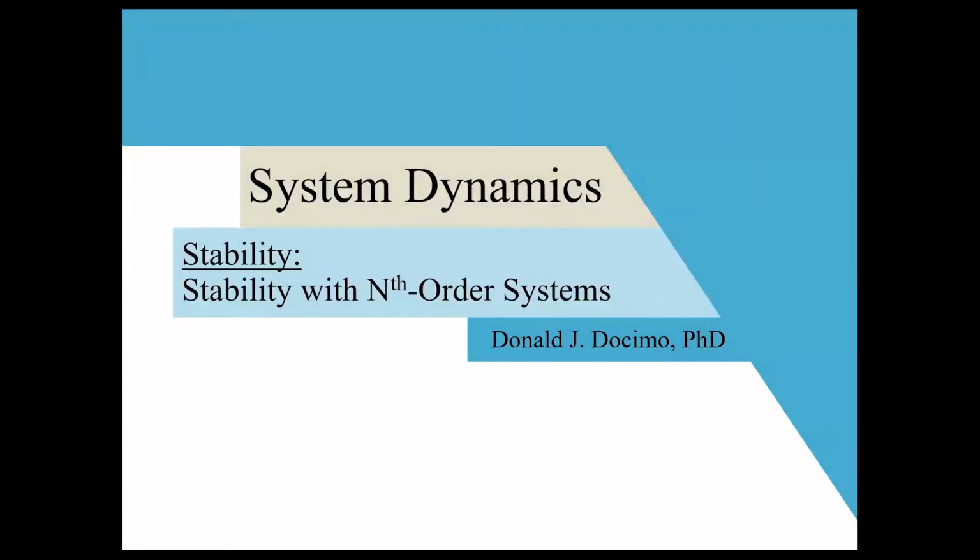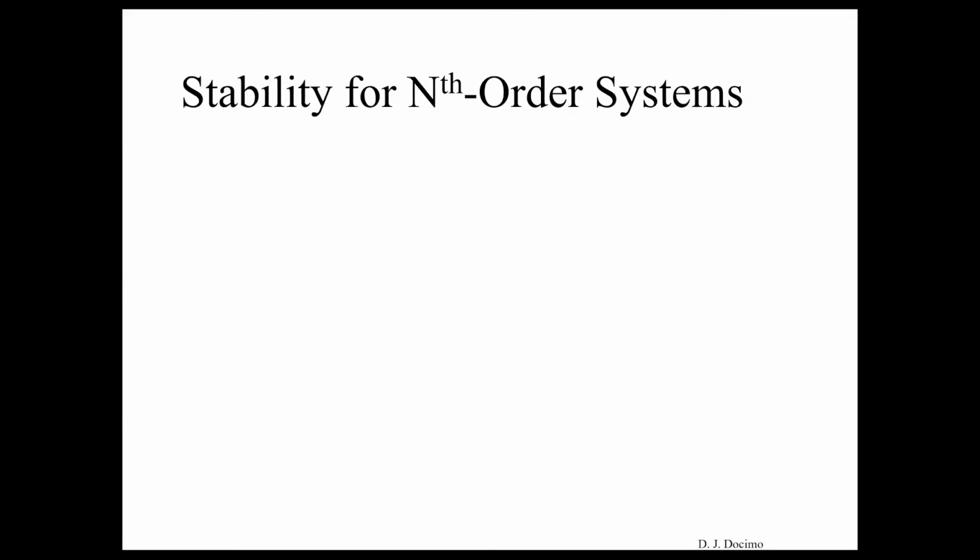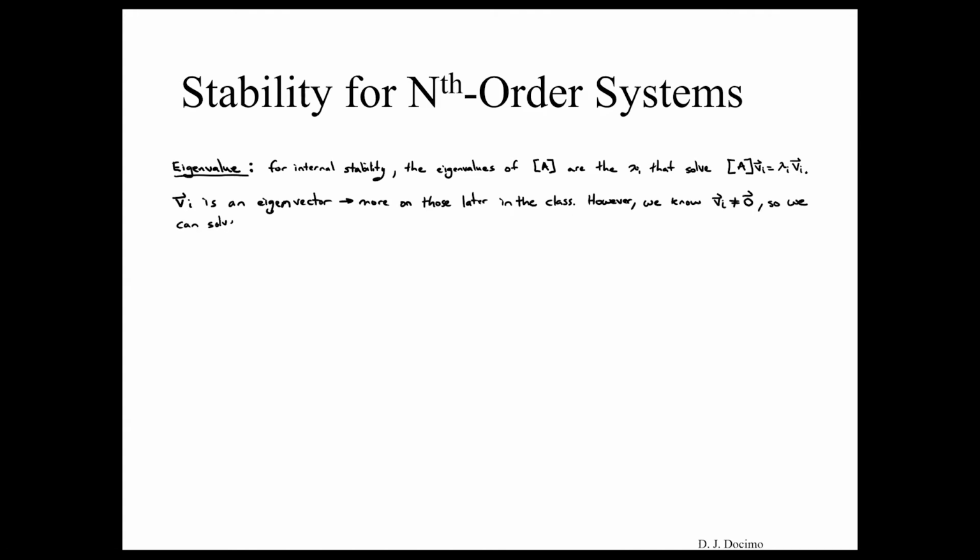All right, so this video is going to go over stability for nth order systems. For internal stability, the eigenvalues of our A matrix are the lambda i's that solve A times V vector of i is equal to lambda i times V vector of i. And this V vector i is an eigenvector. More on those later in the class.